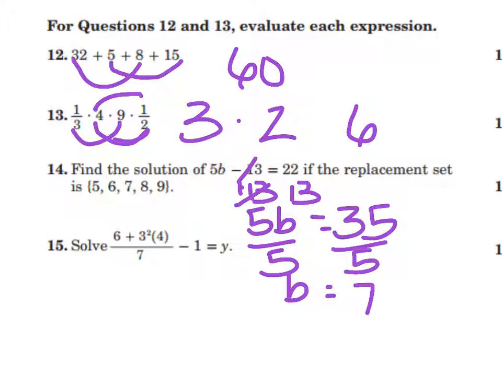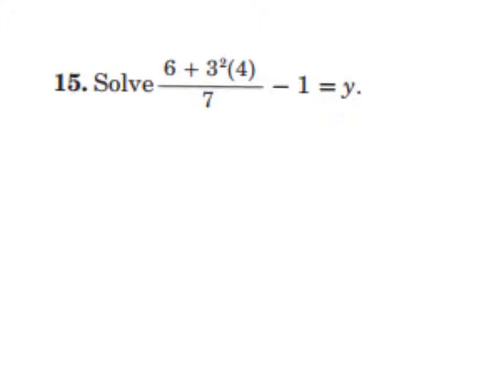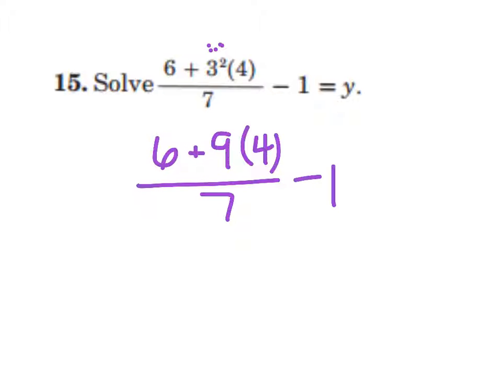And let me clean up and then we'll go with that one. So, following my order of operations, I'm going to do this exponent first, right here. That's going to be 9, and that's times 4 plus the 6. Still over 7, and I still have this minus 1 equals y. Okay? Now I need to do, can't do the adding yet, you have to do the multiplication.